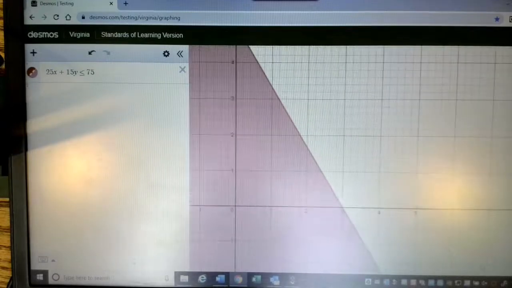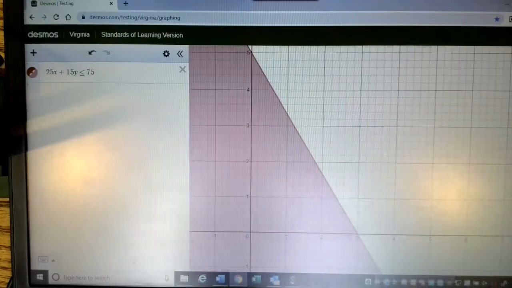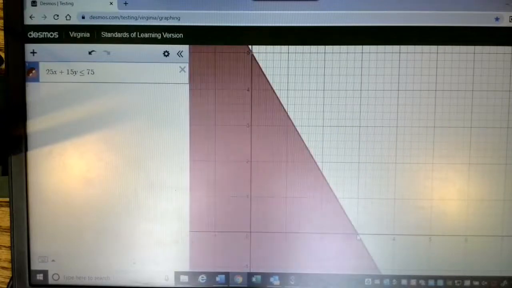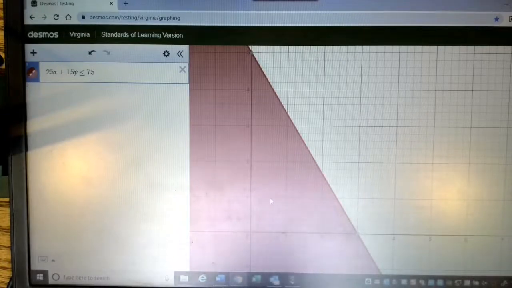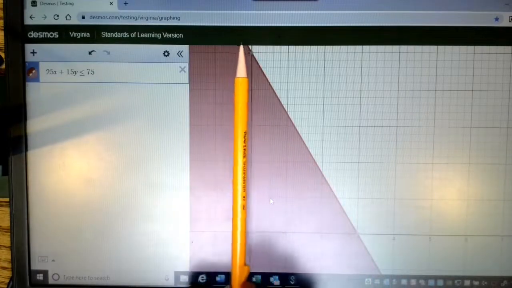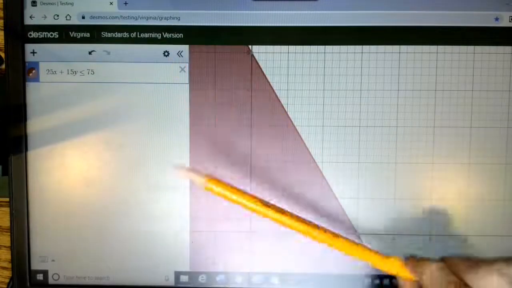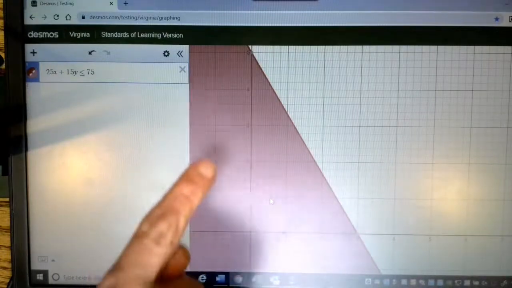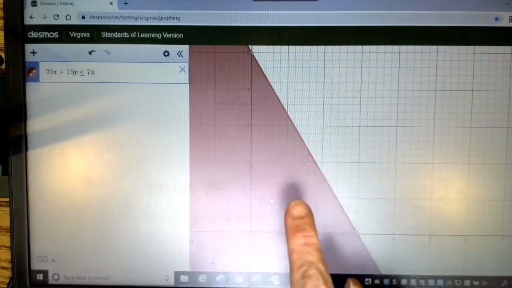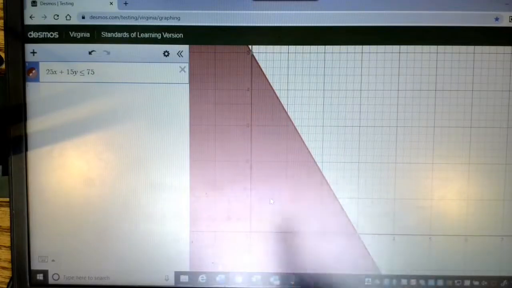When I look here, I can see that with my $75, I can afford 3 whole pairs of jeans alone. Or I can go up here and I can afford 5 whole sweaters alone. And every single point that exists between the axes, remember we want to keep in mind, here's our y-axis, and here's our x-axis. So everything on this side of the axis is not going to be possible. But everything over here, these are all different possible combinations of my sweaters and jeans that I can buy.